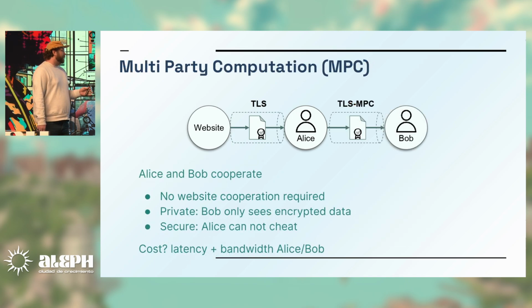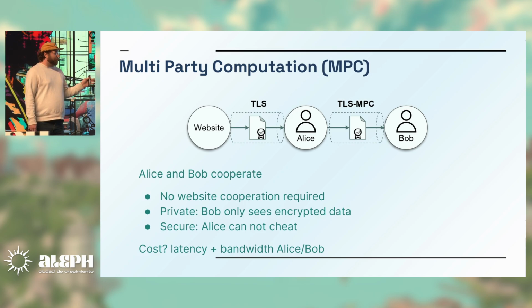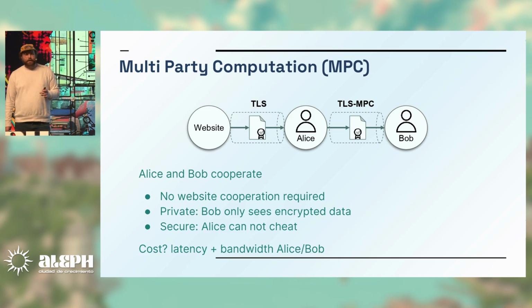So this is where TLS-MPC comes in. With TLS-Notary, we use TLS multi-party computation. So Alice and Bob have to cooperate in order to complete this TLS session. It's private in the sense that Bob only ever sees encrypted data during this process, and it's secure in the sense that Alice cannot cheat or forge any data. There is a cost, if you were here on Monday, for the secure multi-party computation talk. It is very bandwidth intensive and can take a good amount of time if your latency between the two clients is too high.